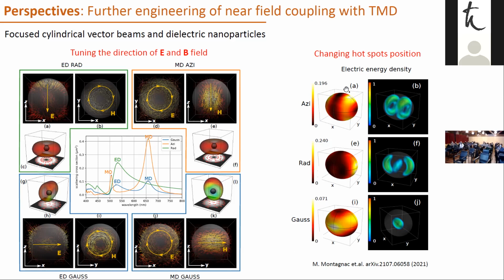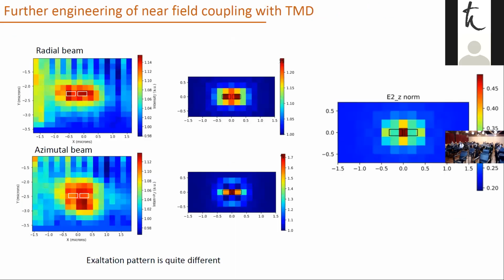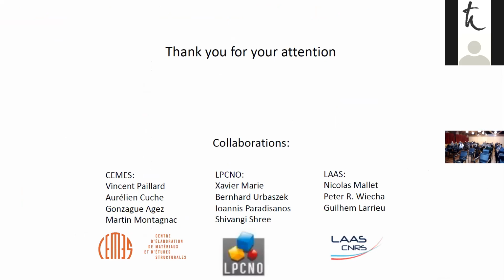So now if you shine this type of beam on an antenna, you will have completely different positions of your electric hotspots. So the enhancement of the electric field will take place at very different positions. And I'm out of time, so I will thank you for your attention, and thanks to all the collaborators that worked with me on this.